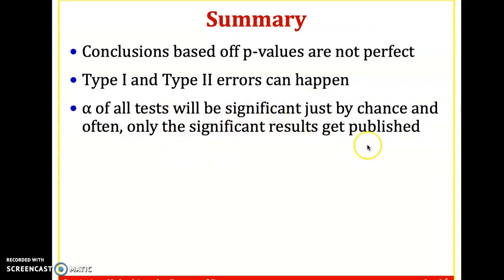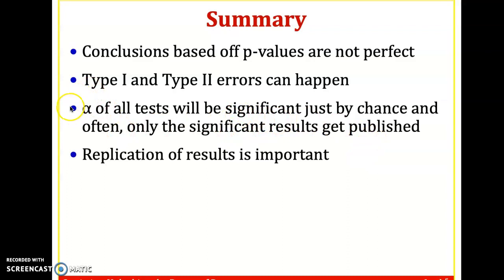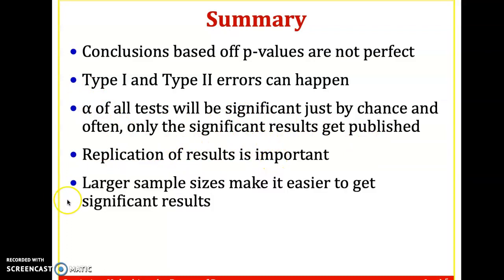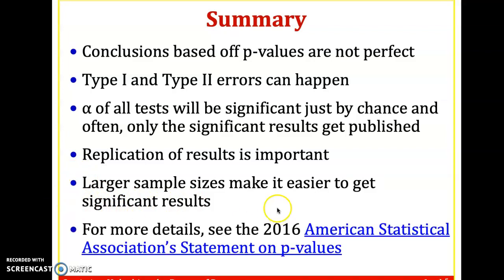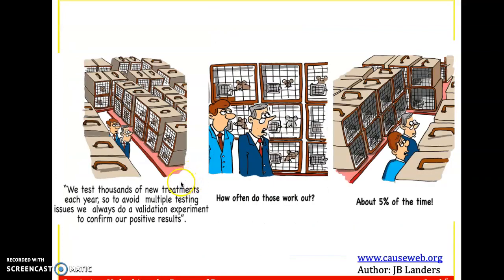statistically significant results get published, which is a problem. File drawer effect. Replication of results is important. Larger sample sizes make it easier to get statistically significant results. And for more details, I linked a paper here talking about a statement on p-values. They could be overdone. And we'll finish this video series with a comic strip.